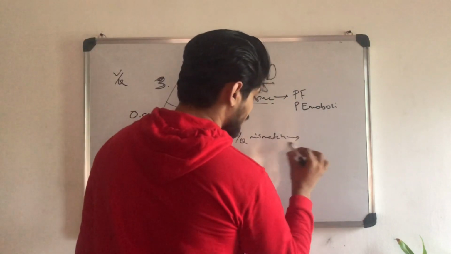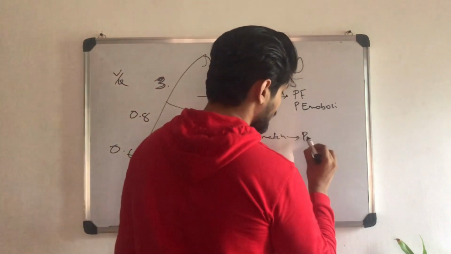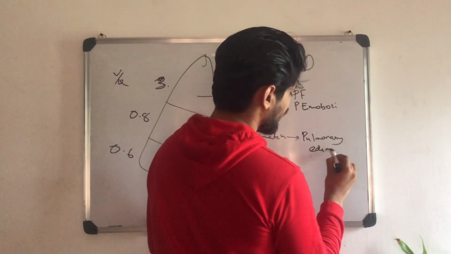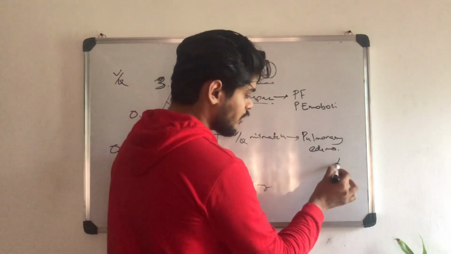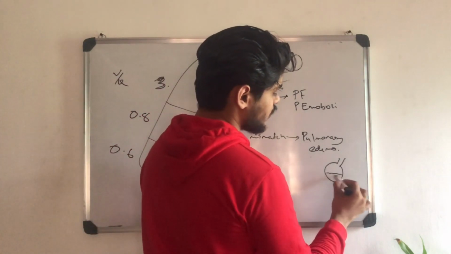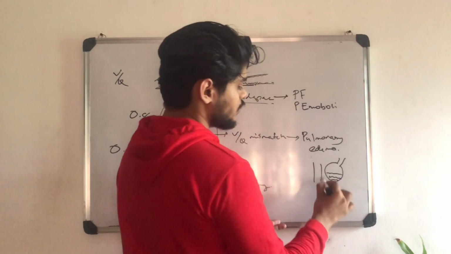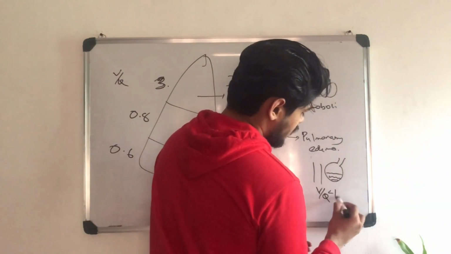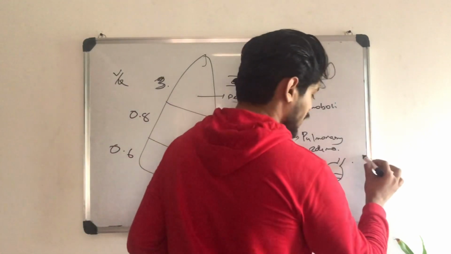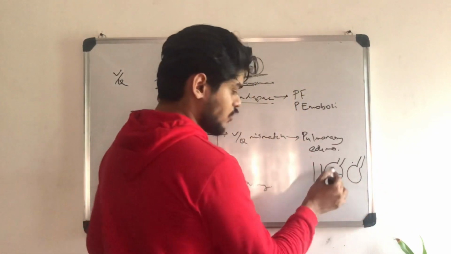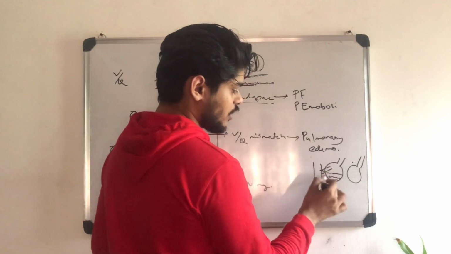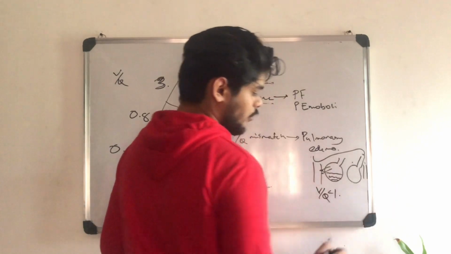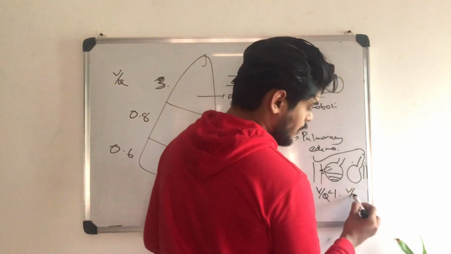And V by Q mismatch example is pulmonary edema. What is pulmonary edema? There is fluid inside alveoli. If there is fluid inside alveoli, here V by Q will be decreased, less than 1. And we said if there is not enough ventilation, the blood supply will be taken to normal places. So here V by Q will be equal to 1.